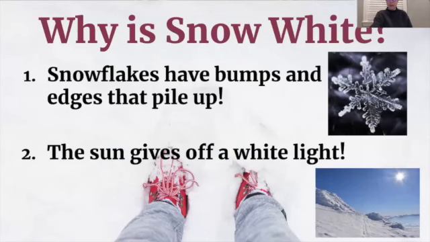What we learned is that when you see a snowflake really, really closely, as close as you possibly can, it's actually mainly clear. It's just that snowflakes have bumps and edges, and when those bumps and edges pile up on top of each other, we see white more than we see clear. The second reason why snow is white is because of the sun. Even on cloudy days, the sun is still shining, and the sun gives off a white light.